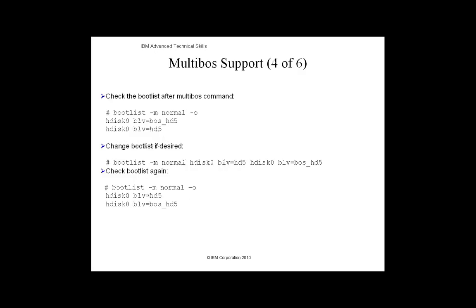At the very end of this, if you check the bootlist -m normal -o, you'll see hdisk0 in there twice. Boot logical volume bos_hd5, that's the standby copy. Boot logical volume hd5, my active copy, my original. Right? If I'm mirrored on hdisk0 and hdisk1, I'll see 4 entries, 2 for hdisk0, 2 for hdisk1. I can change the order of them. hdisk0 blv=hd5, hdisk0 blv=bos_hd5.